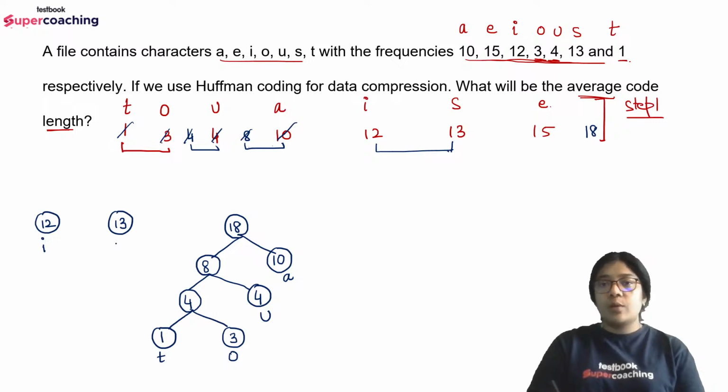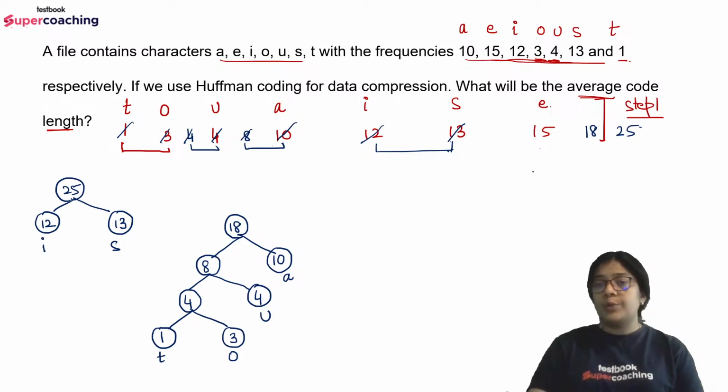We will merge these two nodes. This is for S. 12 plus 13 is 25. So the result is 25. Whatever is the resultant node, that will be inserted back in the min heap tree, so we get 25 here. Take the next two minimums, 15 and 18.